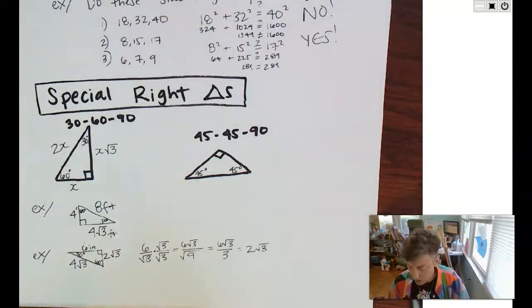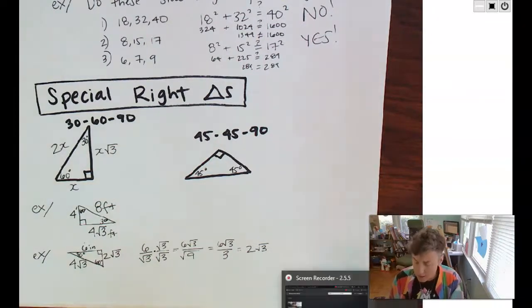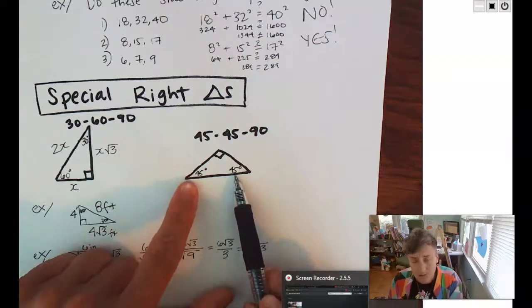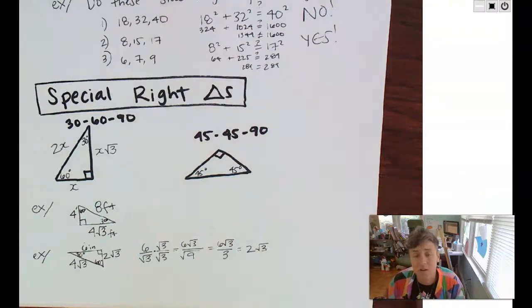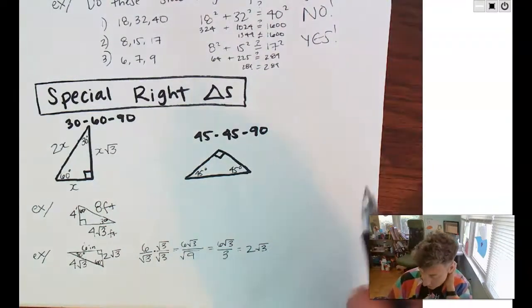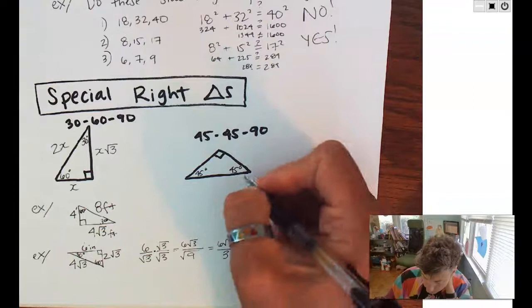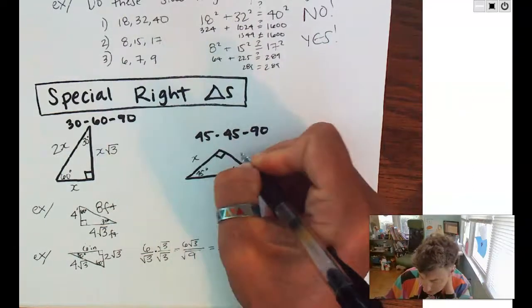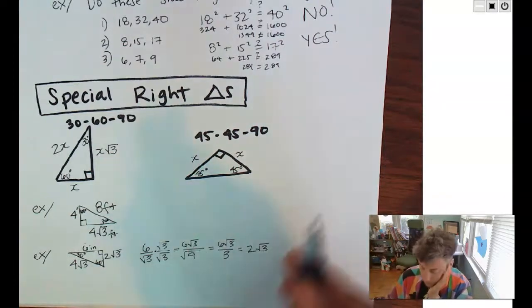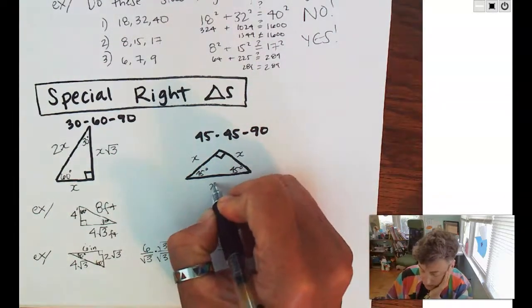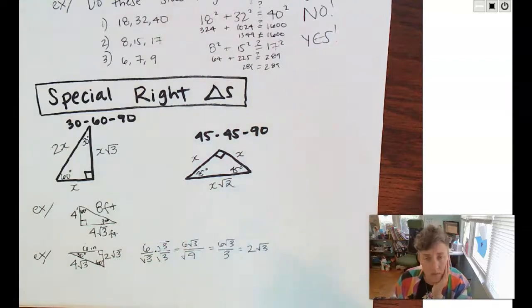Cool. All right, let's look at this 45, 45, 90 dude. Again, it's called a special right triangle because it's got some special relationships. These angles are the same, so these sides are going to be the same. This is an isosceles right triangle here. So both of these sides will be the exact same number. And the hypotenuse is going to be that number times the square root of 2.